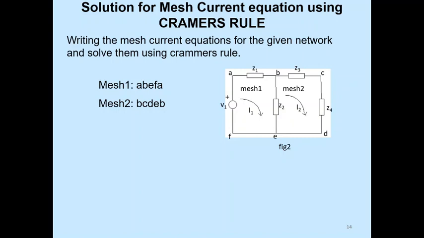See, this is the circuit. It has two meshes, meaning we are identifying two mesh currents, I1 and I2, and these two currents are in clockwise direction. The first mesh is ABEFA. Mesh 2 is BCDEB. These are the two meshes identified in this problem.